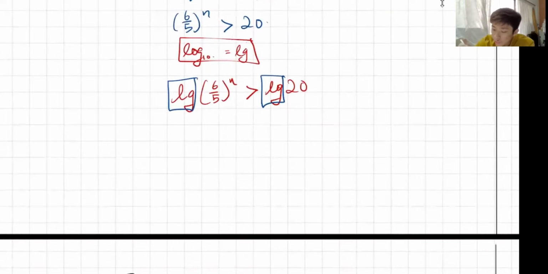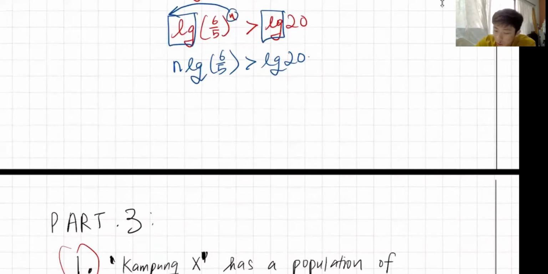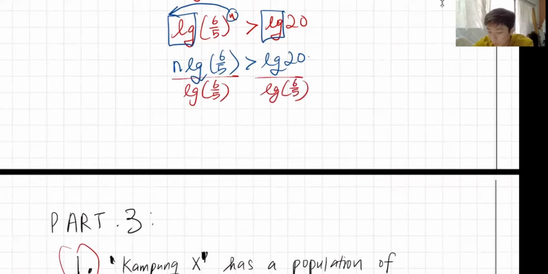So once you have this, you'll notice that it's log base 10, so you can bring the power down. What will happen is you have n log base 10 of 6/5 greater than log base 10 of 20. Not very hard. Now I can divide both sides by log base 10 of 6/5. But there's a trick here, and you need to watch out for what you are dividing or multiplying with. Only dividing and multiplying.